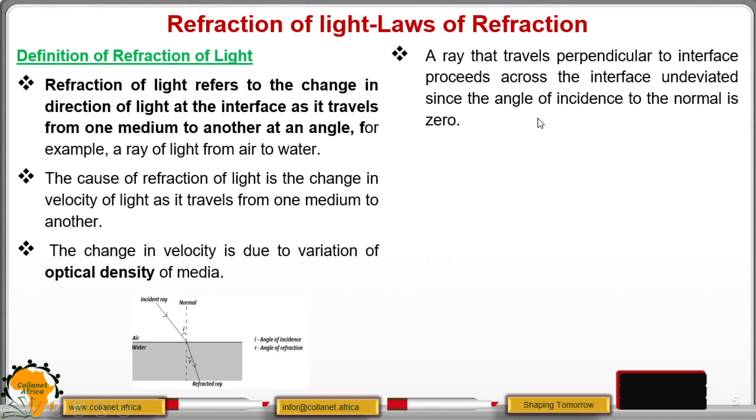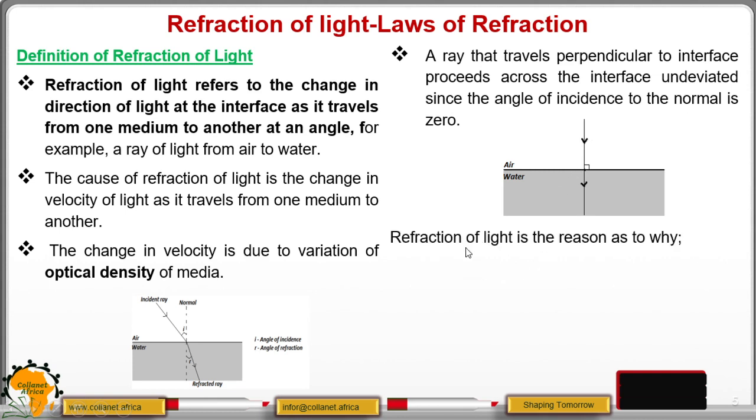Now, a ray that travels perpendicular to the interface will not change its direction. Actually, we say that it will proceed across the interface undeviated because the angle of incidence to the normal is 0. That is what we are talking of. The normal will be on this line and the incident ray is still on this line. Therefore, the angle between the incident ray and the normal is 0. That is why that ray is passing undeviated.